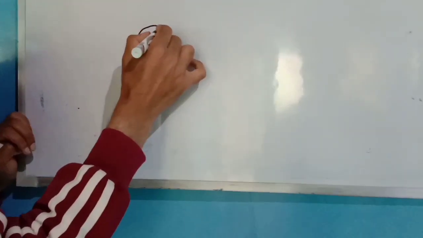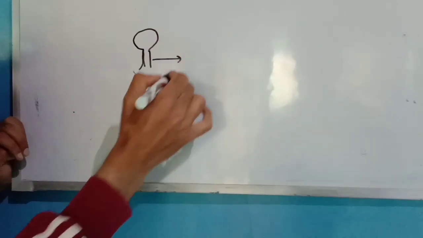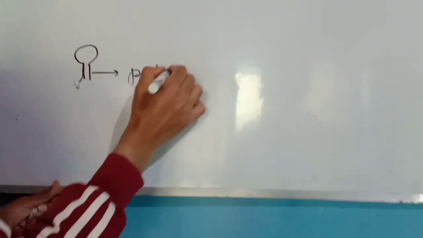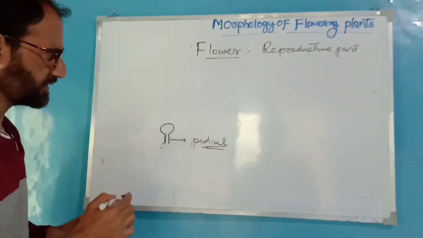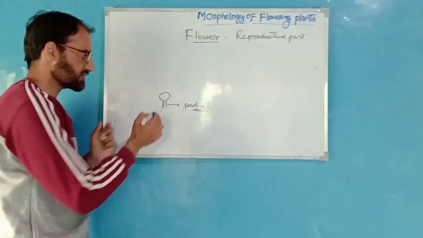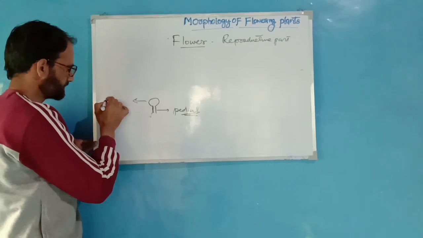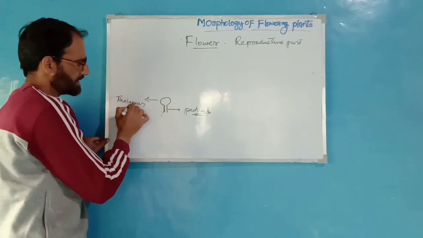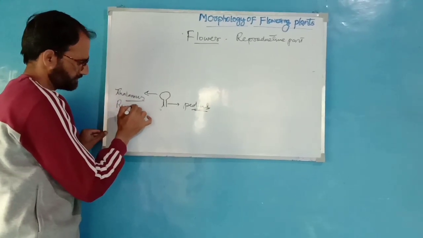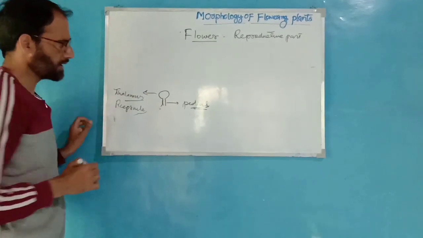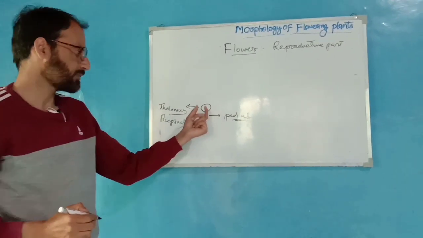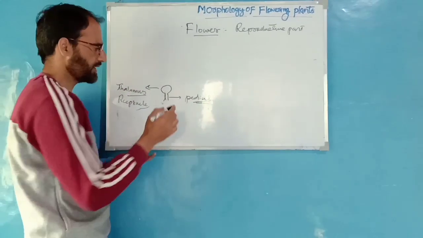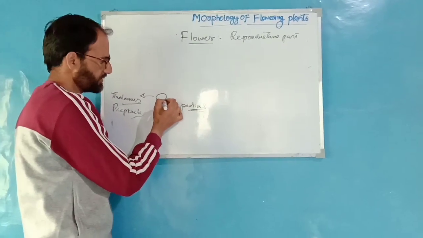So we will draw. This is the stalk of the flower. This is called as pedicel. And on the stalk of the flower, we have a swollen part that is called as thalamus or receptacle. This is a very important part of the flower. From this part, many other parts are arising. We will discuss them one by one.